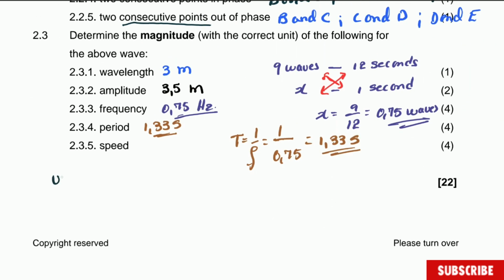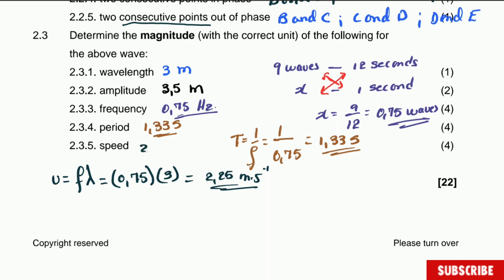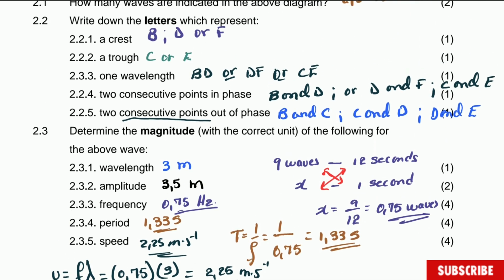So speed is going to be equal to frequency multiplied by wavelength. And you do have both of them, guys. So the frequency is 0.75 and the wavelength is equal to 3. So when you multiply that, you get that the answer is 2.25 meters per second. So this one is the speed of the wave, 2.25 meters per second.